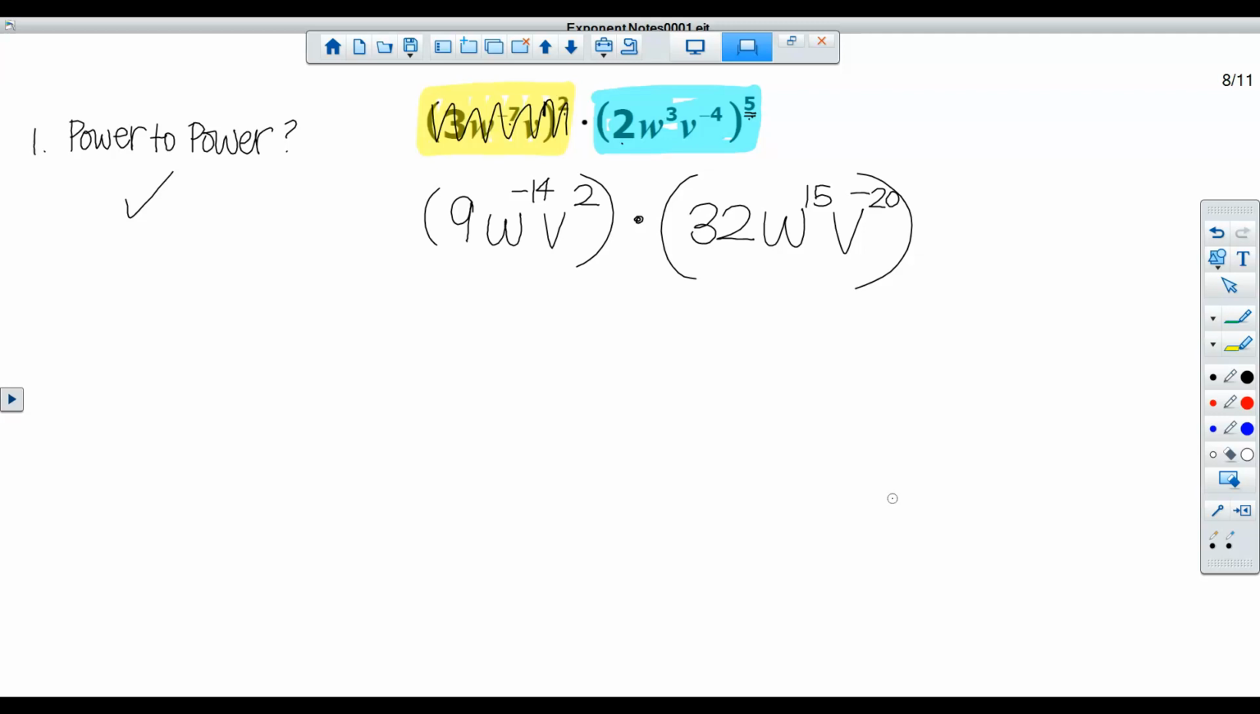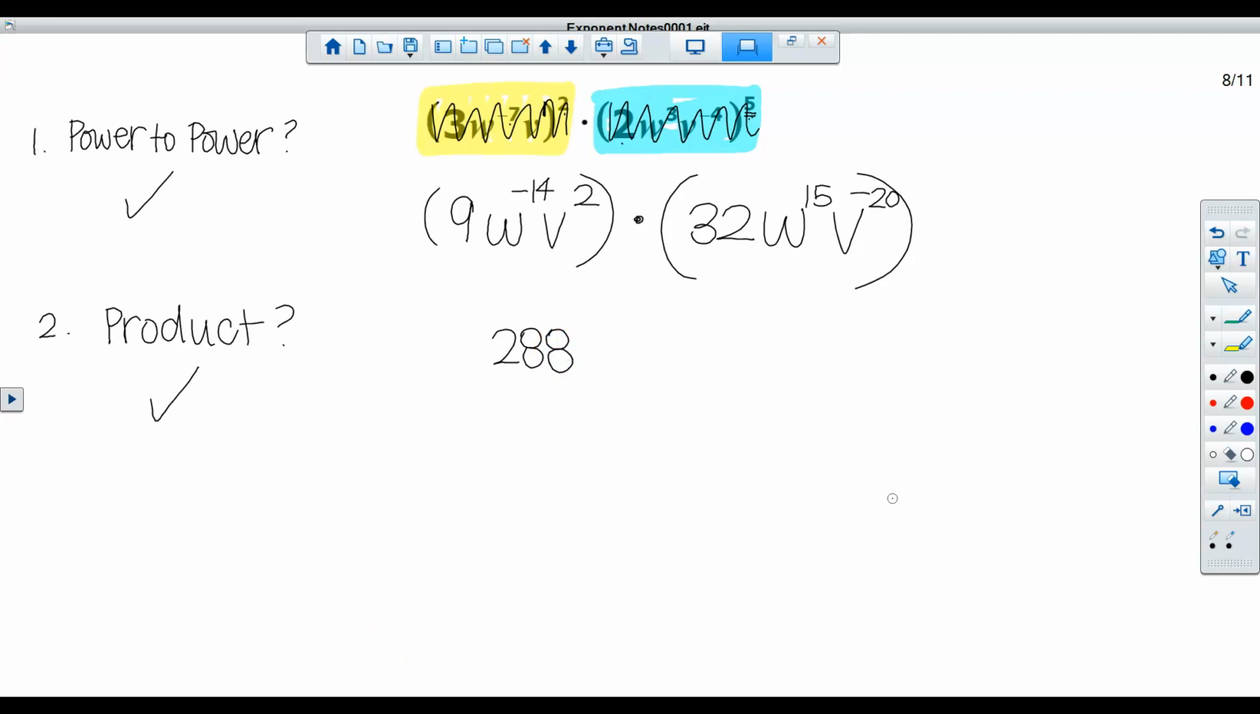So after I complete both of my power to a powers, here's what my problem looks like. So next up, I'm going to look for my product rule. Do I see two sets of parentheses multiplied together? I do. So now I'm going to do this product rule problem. So I have coefficients of 9 and 32. So I'm going to do 9 times 32. I think that's 288. Just right off the top of my head.